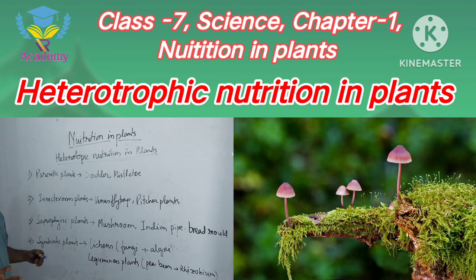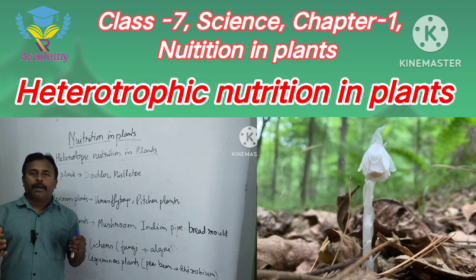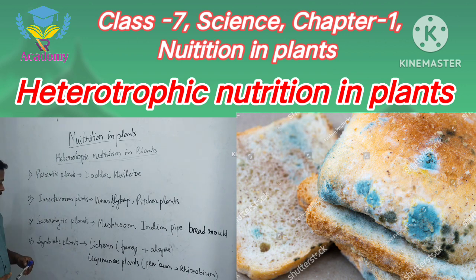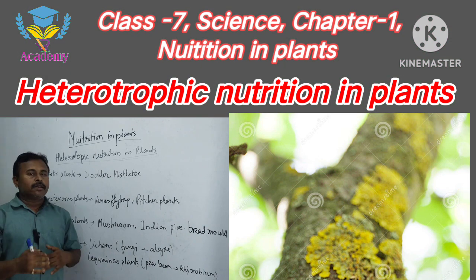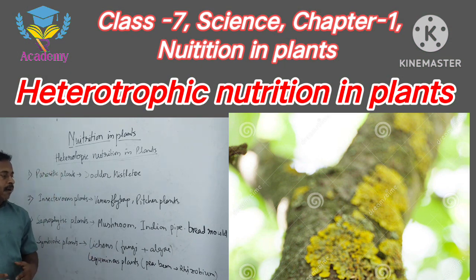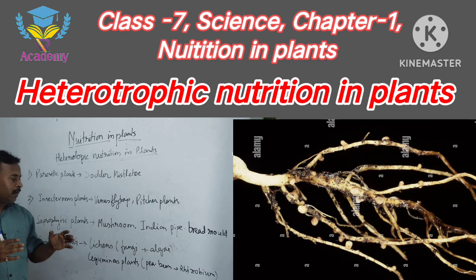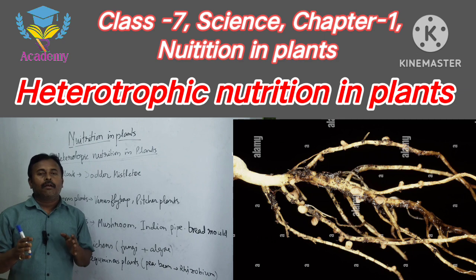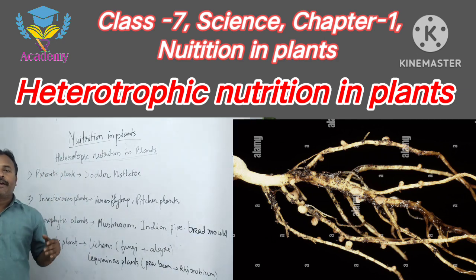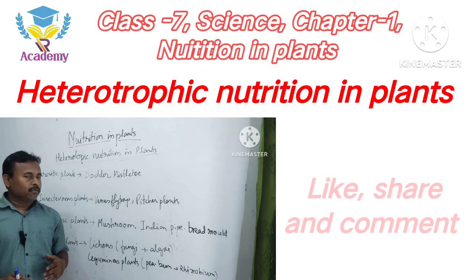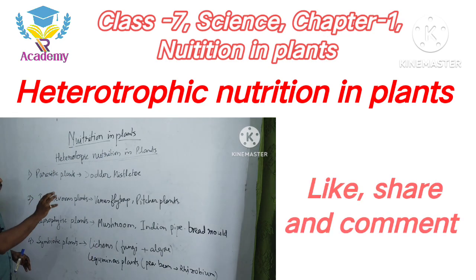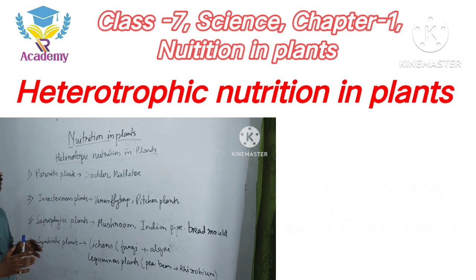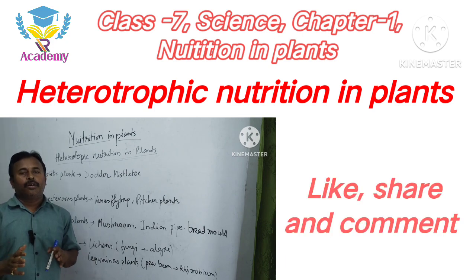Third, saprophytic plants: mushroom, Indian pipe, bread mold. These are the examples. Fourth, symbiotic plants: lichens, which are an association between fungi and algae. Another example is leguminous plants, pea and beans, with the bacteria rhizobium. One by one, I will discuss all the examples of each type of heterotrophic nutrition.